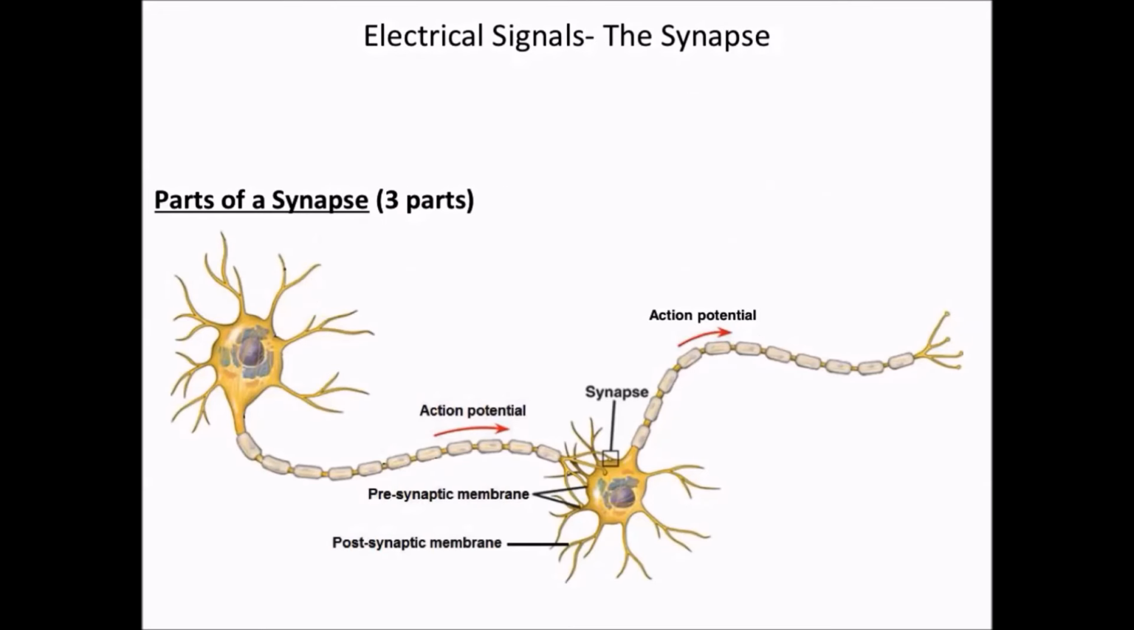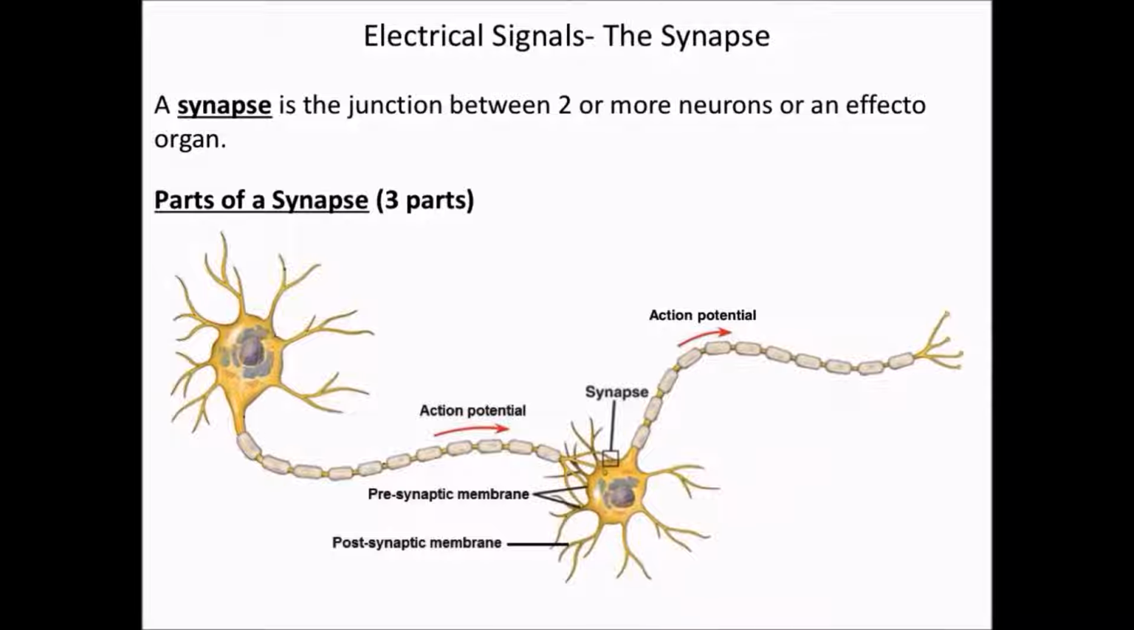Next, we're going to talk about what happens when two or more neurons meet. The junction between two or more neurons, or an effector organ, is called a synapse. And there are three parts to the synapse. The first part is the presynaptic membrane, also known as the axon terminal. The second part is called the postsynaptic membrane, or the dendrites or cell body of an adjacent neuron. And the third part is not pictured here, but it's found between the presynaptic membrane and the postsynaptic membrane. And this third part is called the synaptic cleft.